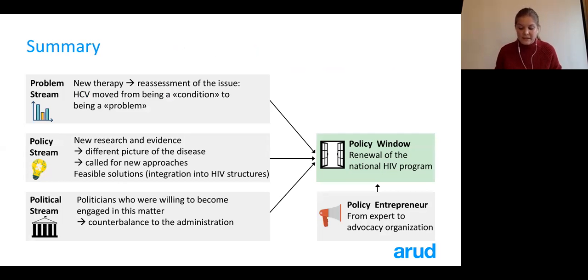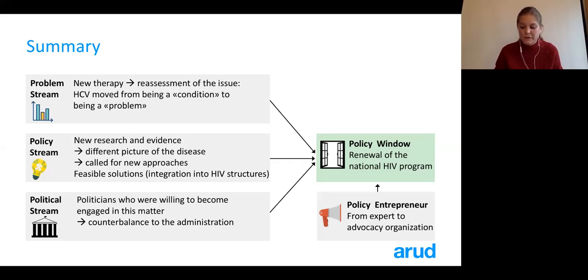So what were the main factors that led to this favorable situation? We have the problem stream, where the new therapeutic options from 2014 onwards made the potentially fatal disease a curable disease. And this was a prerequisite for a reassessment of this issue, as aspects that had not been equally important during the interferon era suddenly came to the fore, like the fact that epidemiological data were lacking, that a large proportion of HCV patients were unaware of their infection, that access to treatment was limited due to cost, and this turned the condition that had existed for three decades into a problem that not only should be solved, but also could be solved.